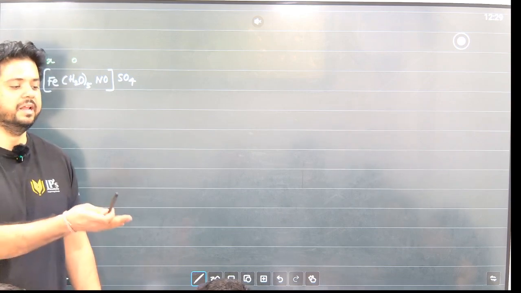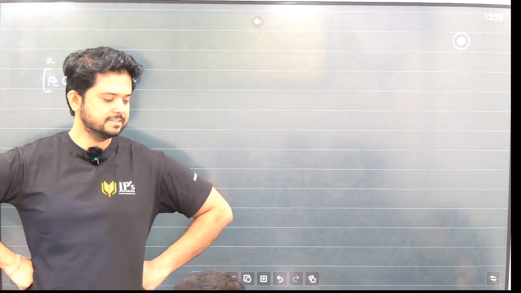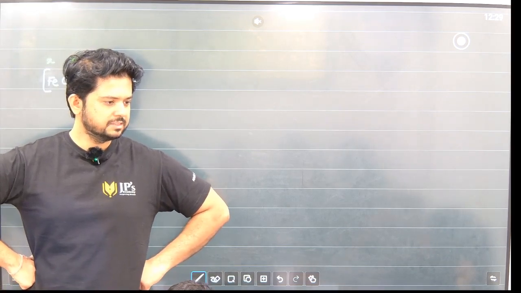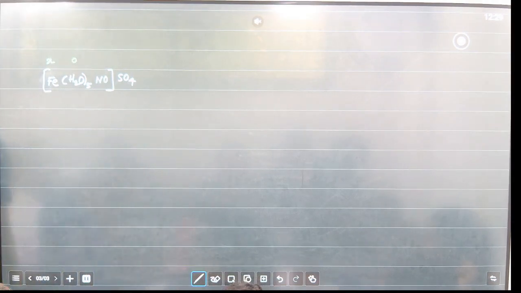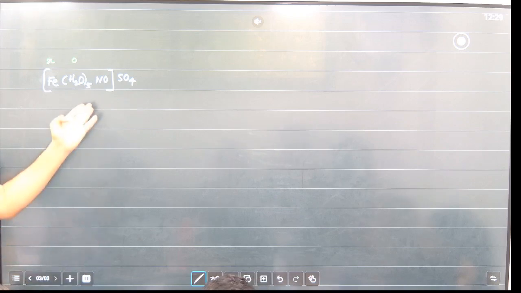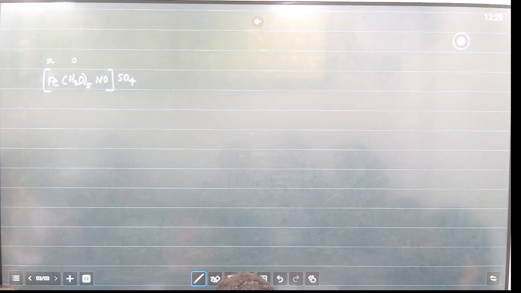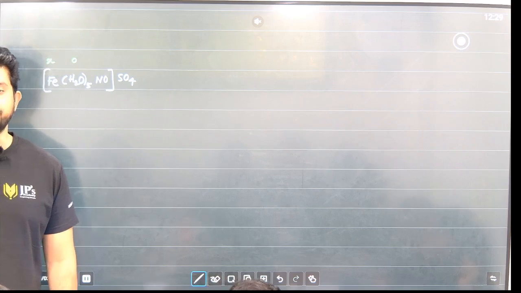Where is it anionic? Tell me now, it is cationic. Cationic, left hand side. It is cationic. NO is nitrosyl. Also, we have written NO plus as nitrosonium.